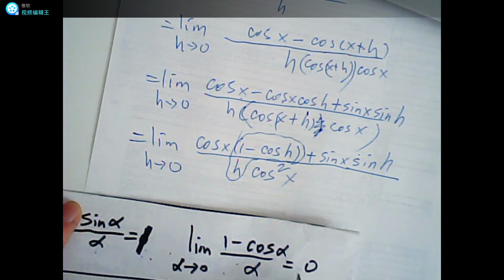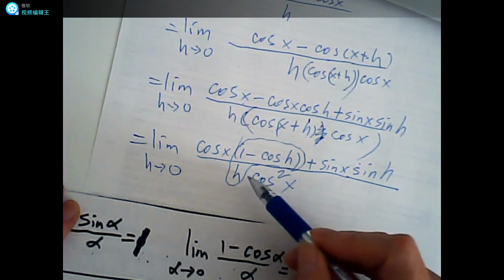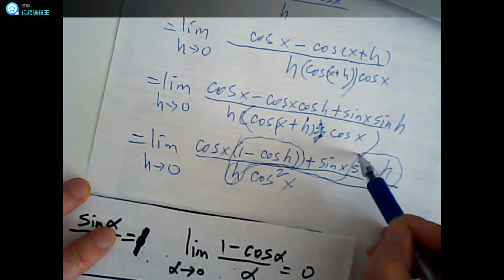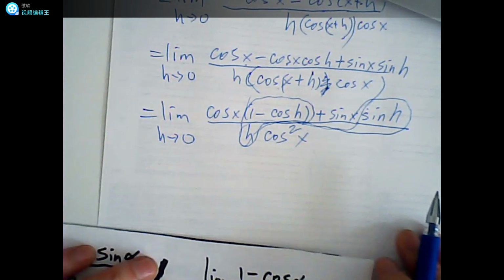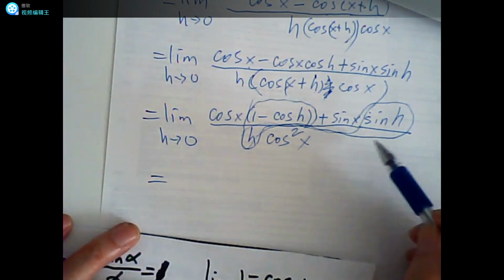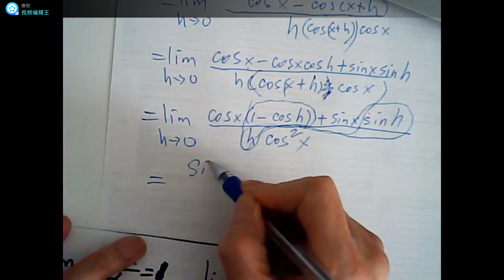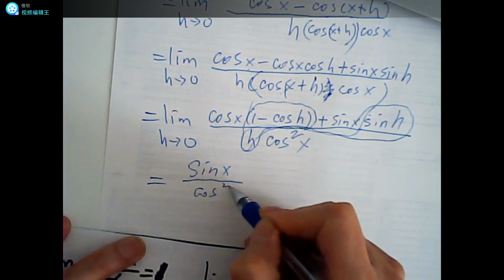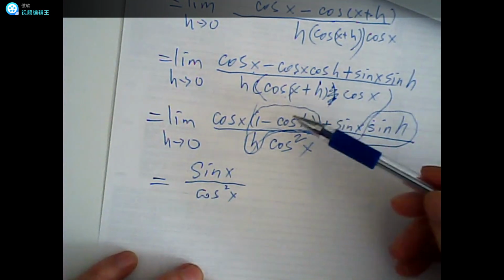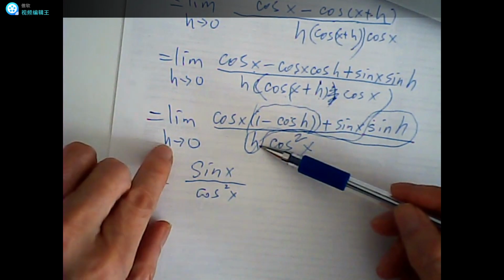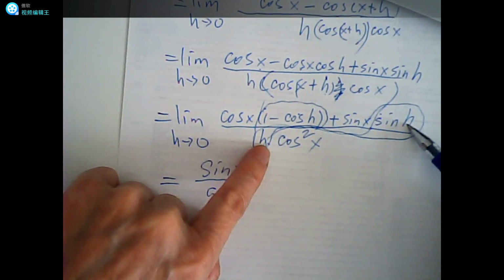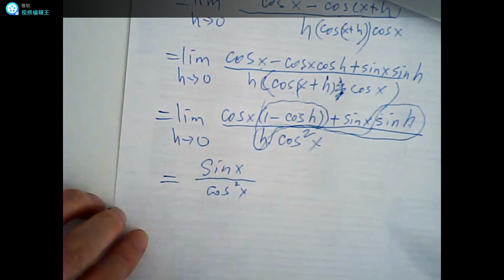Okay? So the first fraction is 0. Now the second fraction is sine h over h, with h approaching 0, which is 1. So therefore this one is equal to sine x over cosine square x, right? This one over this one as h approaches 0 is 0. Sine h over h, when h approaches 0, is 1. Therefore we end up with this.